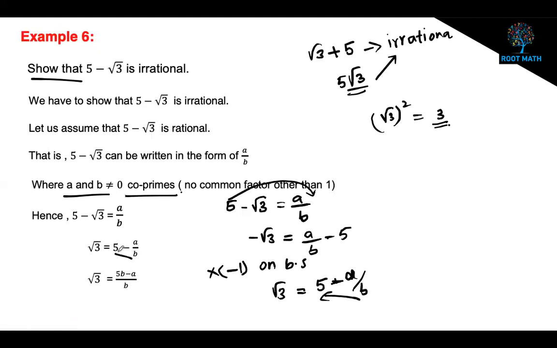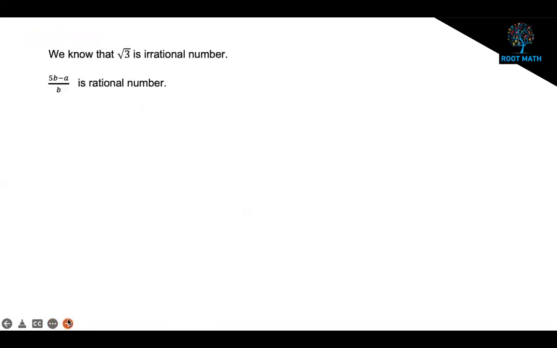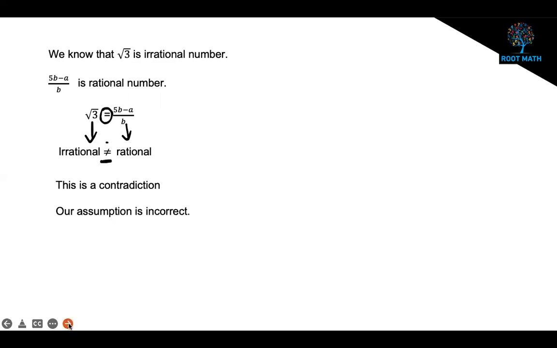So 5 minus a by b will become 5b minus a by b. Since a and b are integers, 5b minus a by b is a rational number. But root 3 is irrational, we know. However, root 3 equal to this would give you a rational value. So root 3 is equal to 5b minus a by b, where one side is irrational and the other is rational. So definitely they cannot be equal. This is a contradiction. Our assumption is incorrect. Therefore, 5 minus root 3 is irrational.